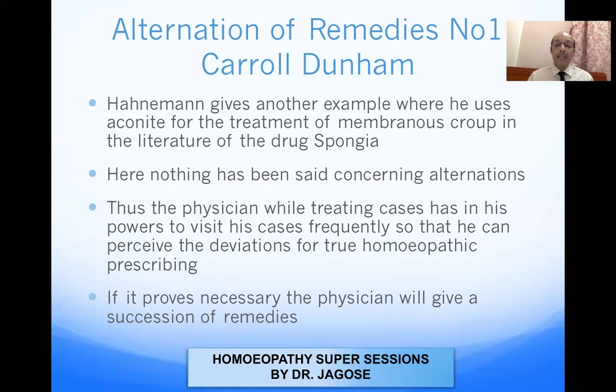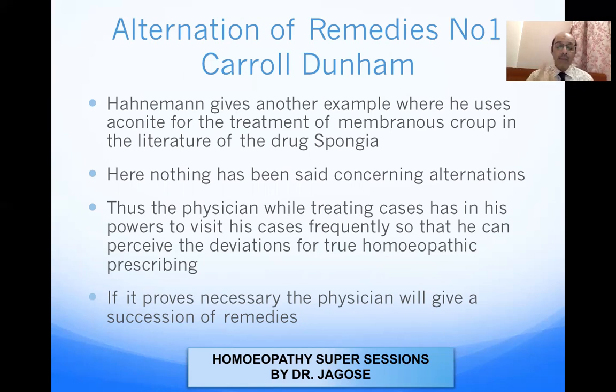So Dr. Hahnemann says that when the physician is treating the case, he has to go to the patient's house and have frequent visits to see what the deviations were, in order that the next best remedy could be prescribed according to the true homeopathic sense. If it proves necessary, the physician will give a succession of remedies. So if in his visit he has seen that the symptoms are changing, again retake the case as if it was a new case, find out the deviated totality which is characteristic in nature, and prescribe a remedy.